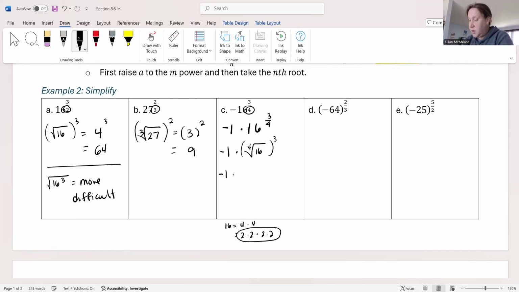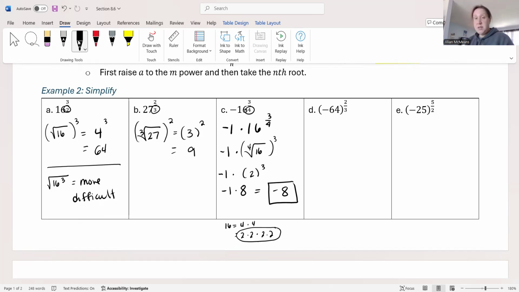So I've got -1 times 2 to the 3rd power. Now 2 to the 3rd power is 2 times 2, which is 4, times 2 again is 8. So I get -1 times, whoops, times 8, which is -8. So it took us a minute, but -16 without parentheses to the 3rd power is equal to -8.